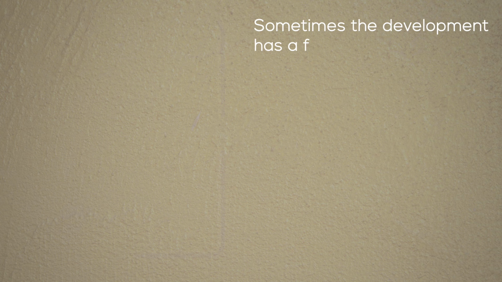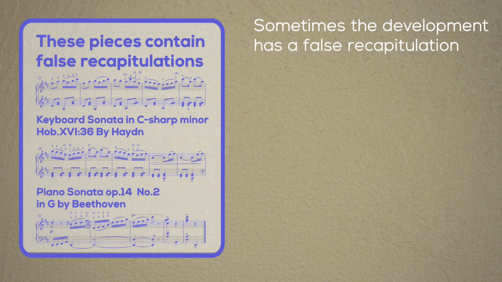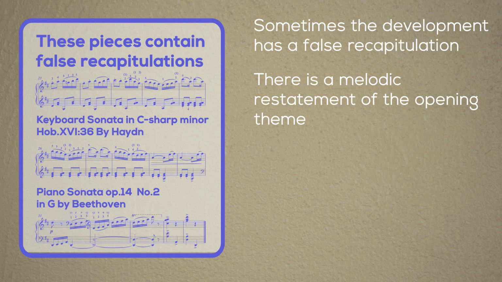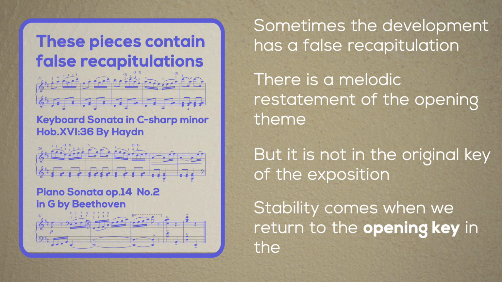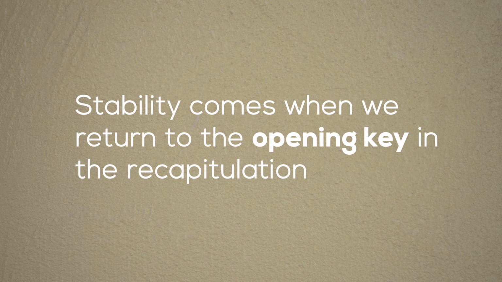Occasionally, a development section features a false recapitulation, one that sounds like a melodic restatement of the opening theme, but the key is not actually the same as the beginning exposition. In other words, we are not yet back to a place of stability until the recapitulation returns to the original tonic.